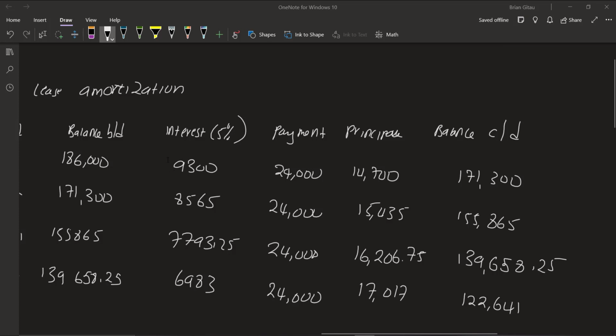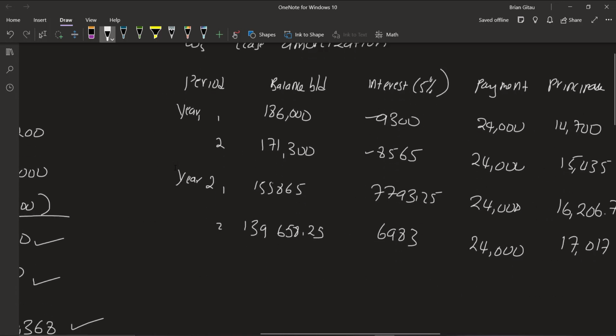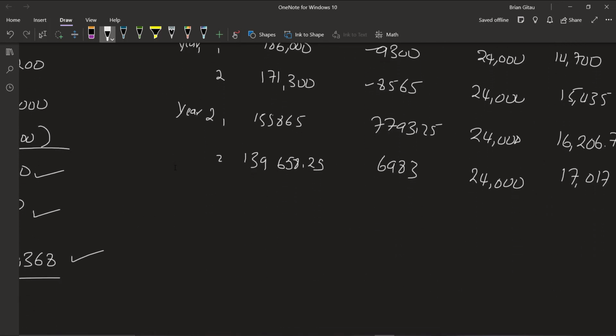Now the interest expense for the year will be for period 1 and for period 2. These two. So we'll have 9,300 plus 8,565. So interest expense from the lease, 8,565 plus 9,300, giving us 17,865.